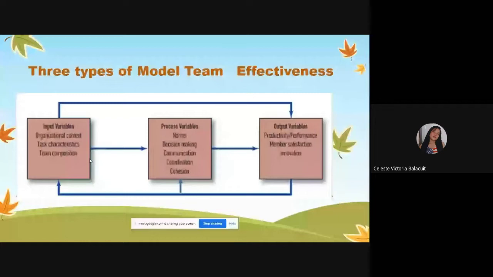These are the three parts of the model of team effectiveness. Input variables: organizational context, team characteristics, team composition. Process variables: norms, decision making, communication, coordination, and cohesion. Output variables: productivity, performance, member satisfaction, innovation.